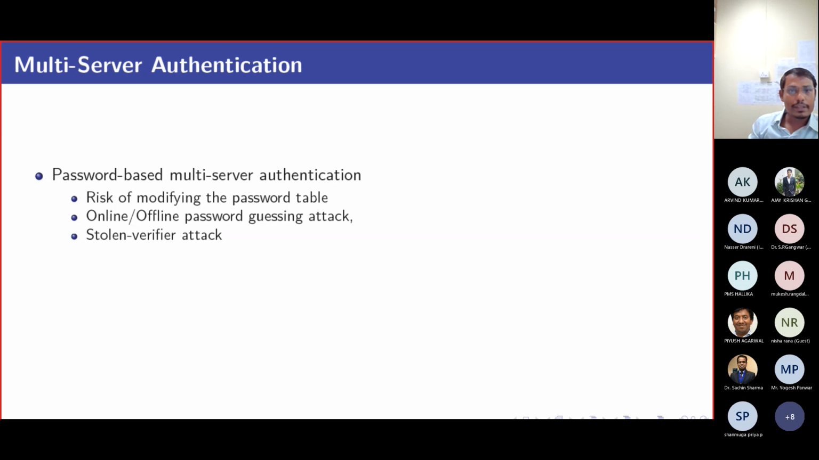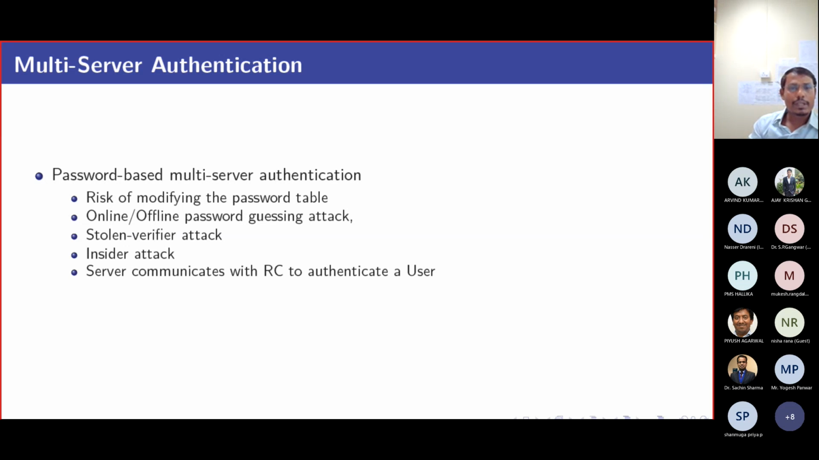Stolen verifier attack. As I said, some of your login credentials are stored on the server side, and that can be stolen and misused by a third party. Insider attack: a person or some organization is managing the authentication server, and if the person managing the server is not trusted, he or she can steal your credentials and misuse them. That is called the insider attack.